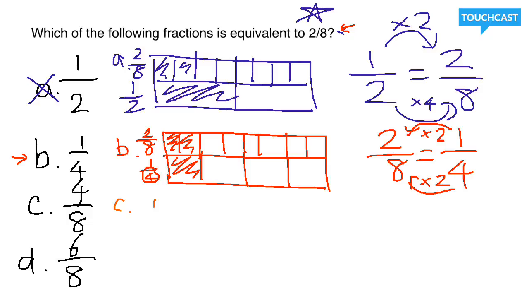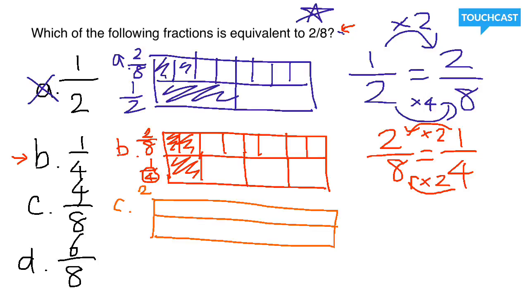C, in orange. I'm running out of room. 2 over 8, 4 over 8. The denominators are the same, so I can just cut down the middle, cut each into fourths, cut each fourth in half. On top I'm shading 2. On the bottom I'm shading 4. Are they equivalent? No way.